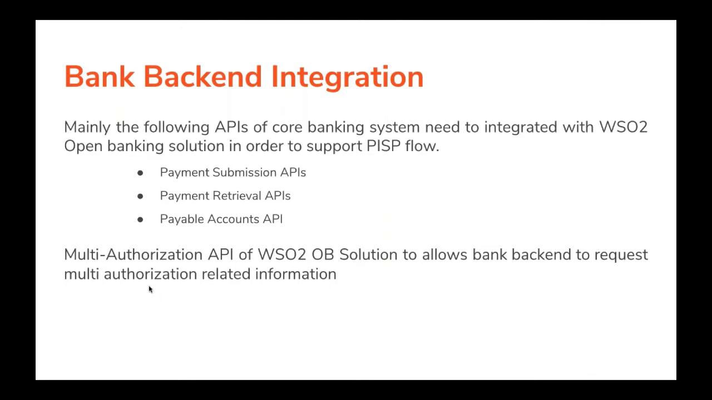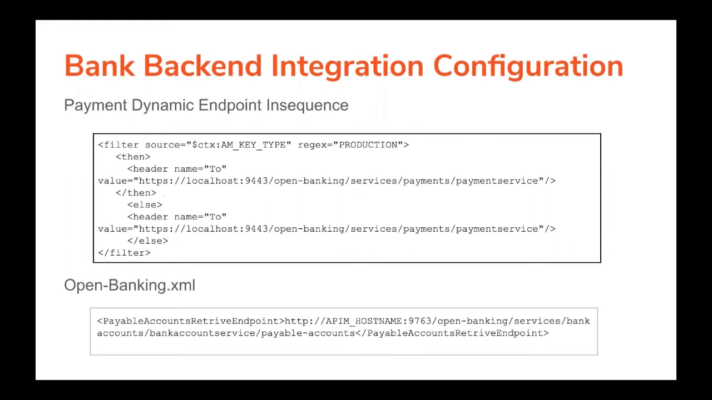So when we call this payable accounts API, we have to send the consent ID and the user ID as query parameters to the core banking backend. So when we interconnect with the core banking backend and call those APIs, sometimes we use custom headers.